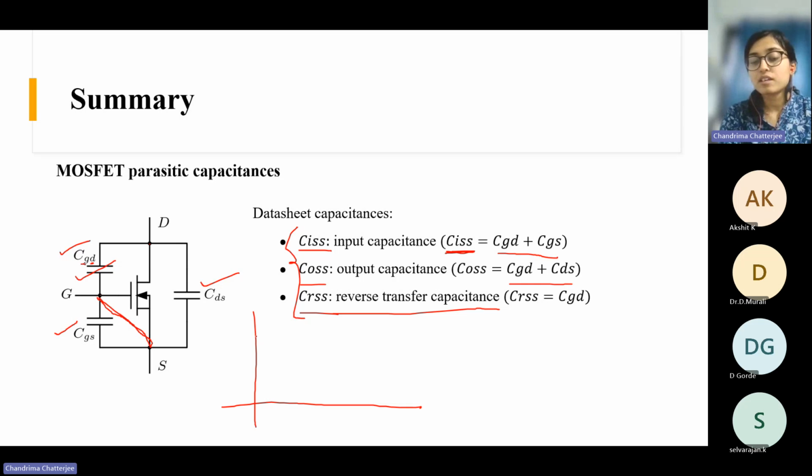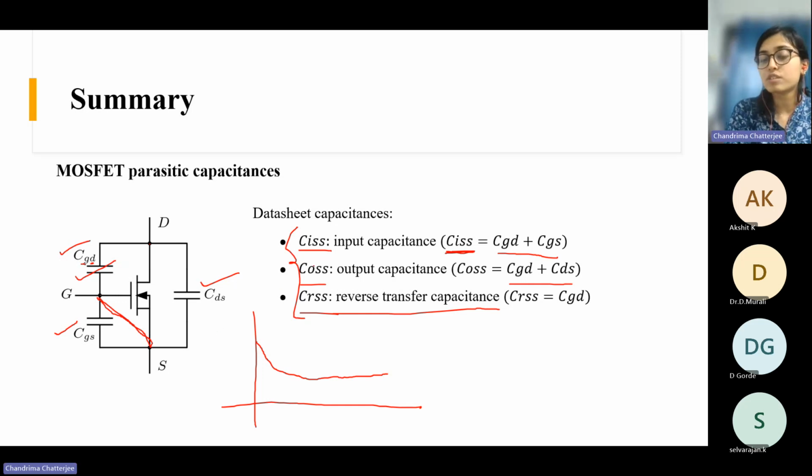These capacitance values change with voltage. The switch will have a certain breakdown voltage, suppose 800 volt or 1200 volt. Along the voltage, the capacitance values will decrease. Maybe initially it is very high and then it settles to a low value like this, CISS suppose. And they are usually given in log scale.